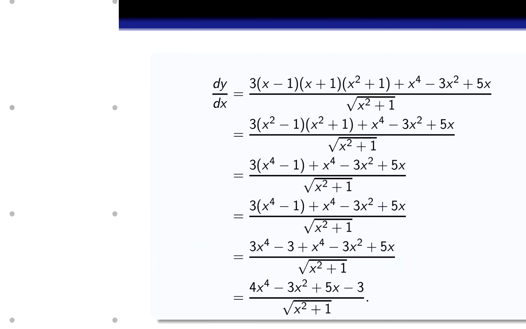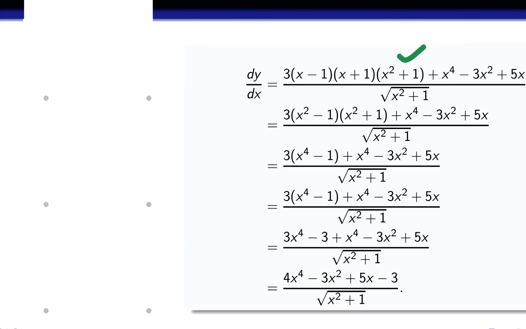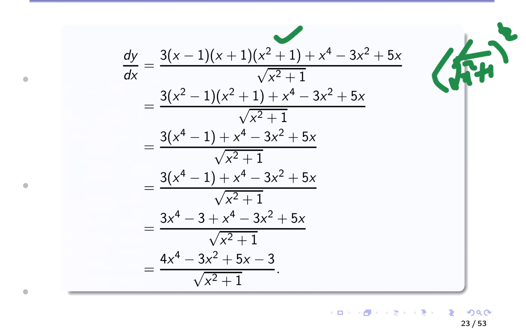So you see now you have, because you had square root of x squared plus 1 squared, the square cancels the root. That's why you have x squared plus 1 left here. And then for the other one, you have x into x cubed like that. So that's why you have x raised to power 4 minus 3x squared plus 5x all over that LCM.